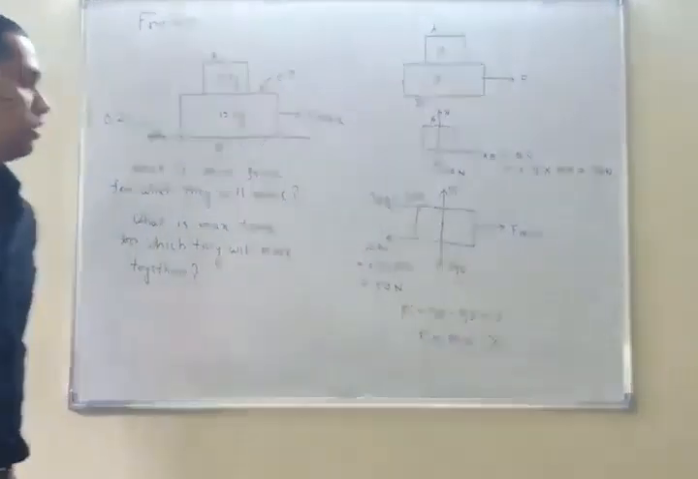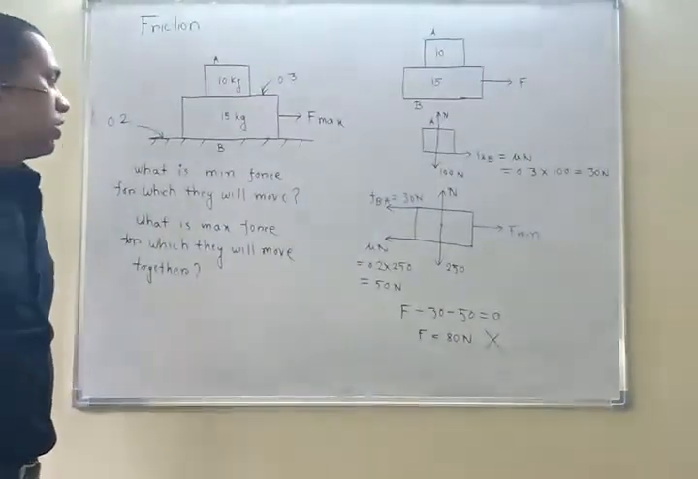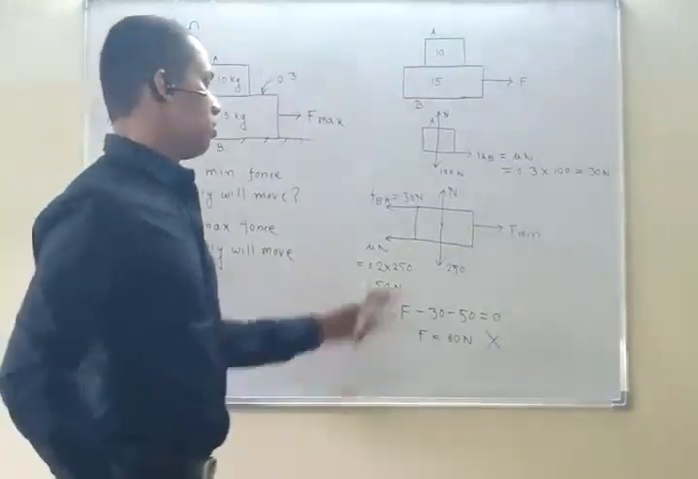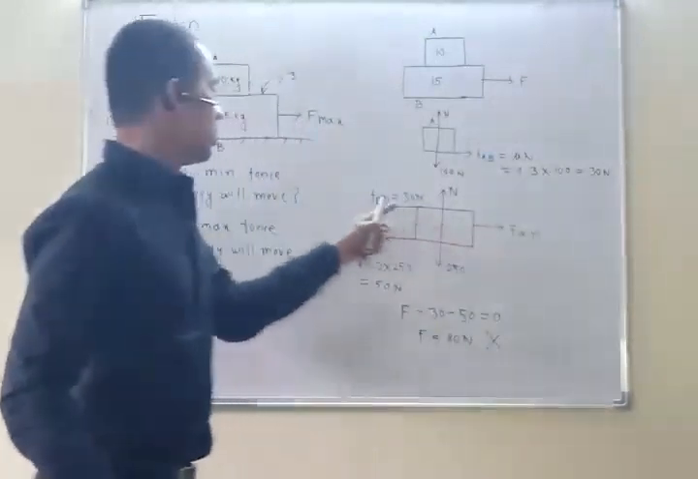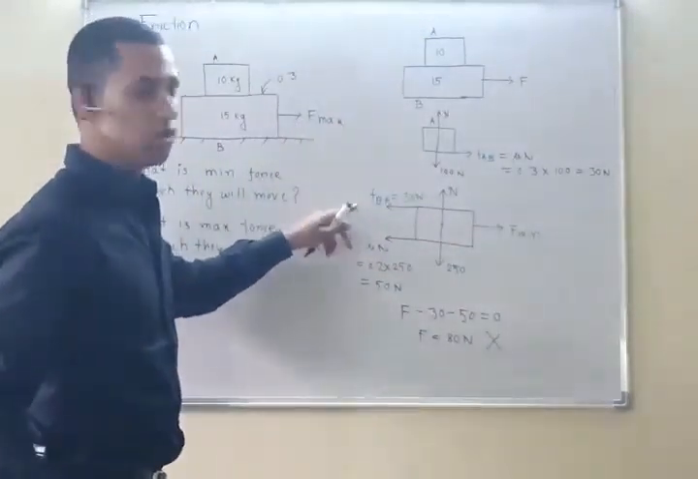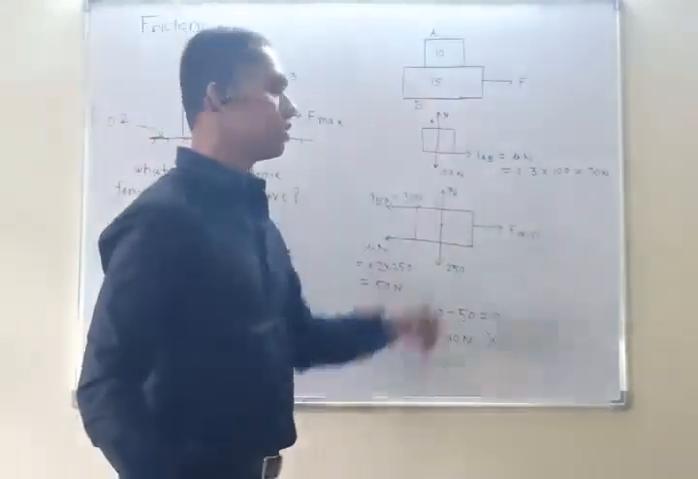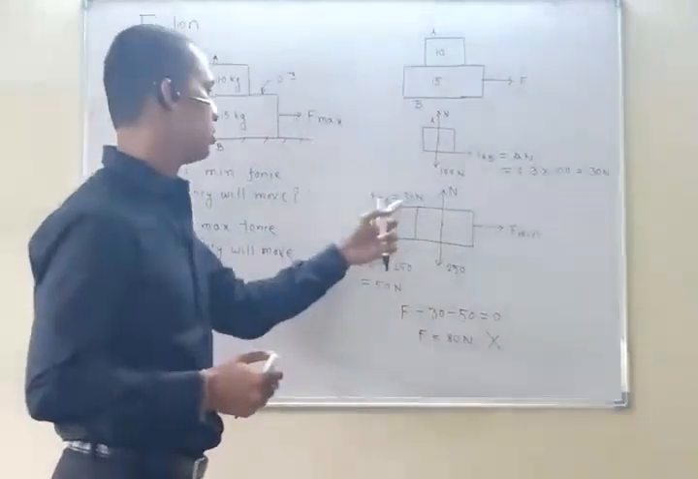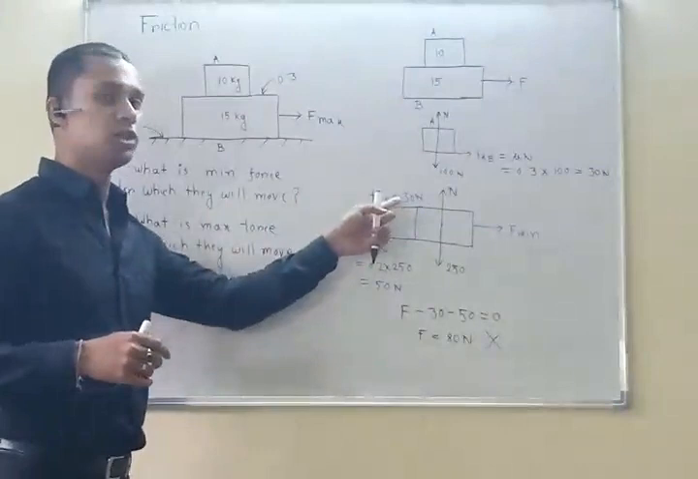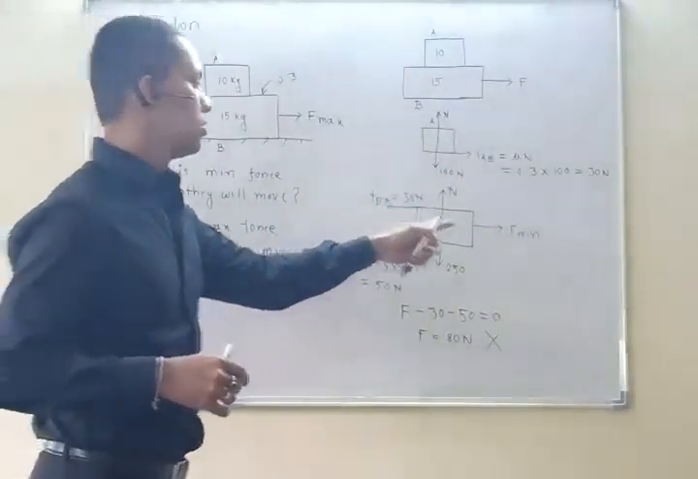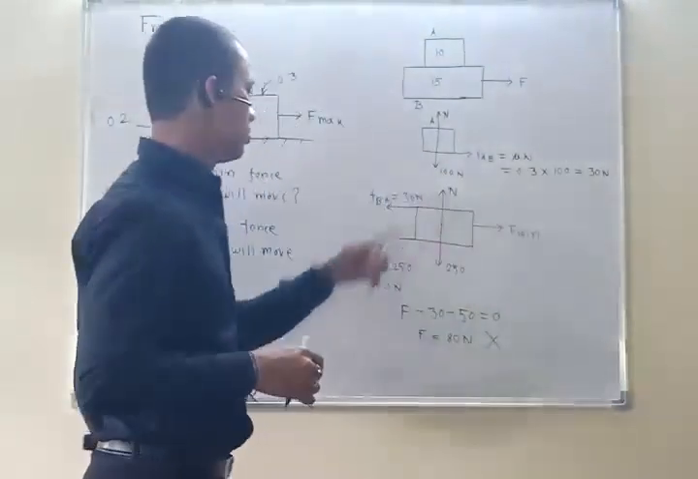This is not right, because when you consider the movement of this force, for the minimum amount of F, don't take this value, because the full amount of frictional resistance will not be generated. This should be 0. Why? I am telling you again and again, don't consider the force in case of F minimum. Consider this to be 0.